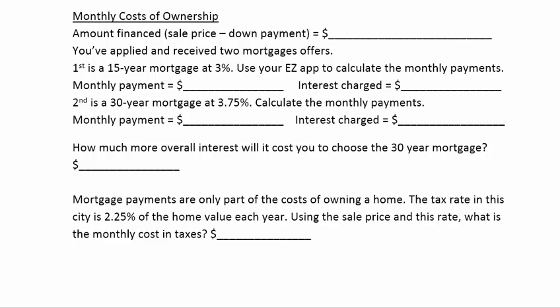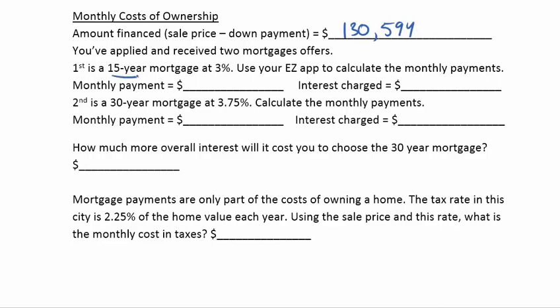Now let's investigate the monthly costs of owning this home. First we need to figure out how much we're going to finance. So we want to take the sale price, which was $153,640, and subtract our down payment, which was $23,046. And so what we have left to pay on this house is $130,594.